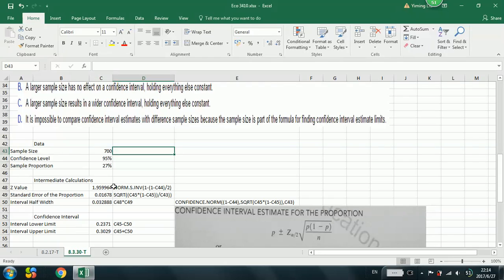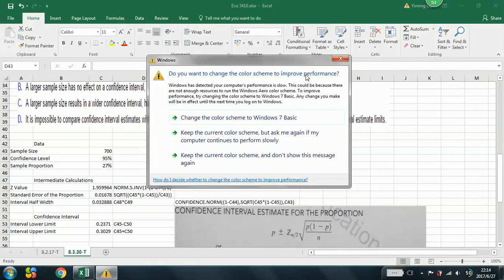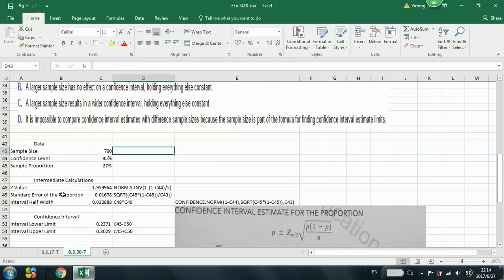We calculate the z-value first, for which we use NORM.S.INV in the parentheses 1 minus the confidence level divided by 2, which gives us 1.95. We next calculate the standard error of the proportion, for which we use the square root in the parentheses sample proportion multiplied by 1 minus the sample proportion and divided by the sample size, which gives us 0.016. And next, we calculate the interval half width, for which we use the z-value multiplied by the standard error of the proportion, which gives us 0.0328.